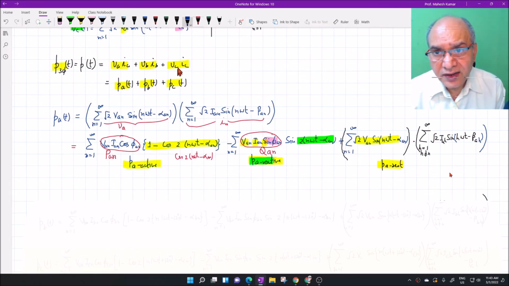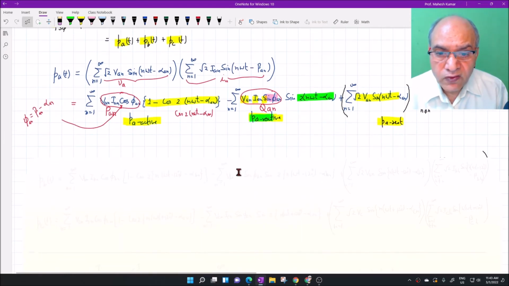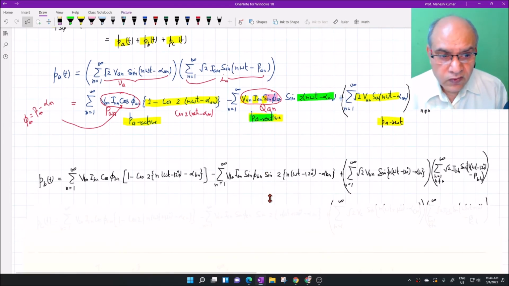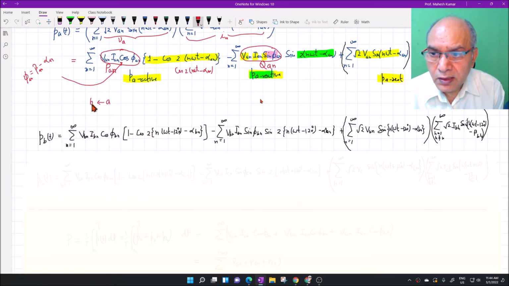What is phi AN here? Beta AN minus alpha AN: the phase angle of current of nth harmonic minus the phase angle of voltage of the voltage harmonics. Now this expression can be extended for phase B and for phase C. For phase B, the only difference will be A is replaced by B, so A becomes B, and omega t becomes omega t minus 120.